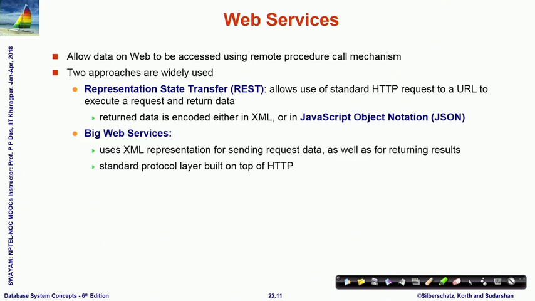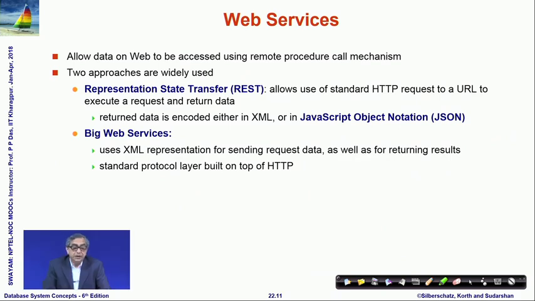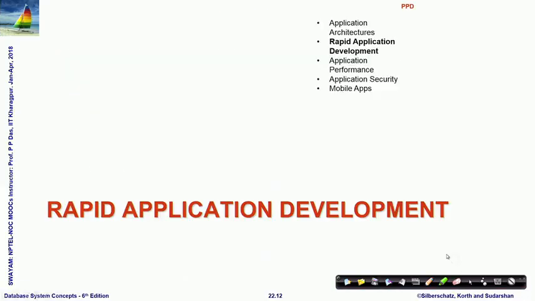There are also several web services that can be used, and you may be getting familiar with that. We will not go deep into this, but I will just mention that a web service is a mechanism through which you can access data from a remote server using what is known as a remote procedure call. Today a very common approach for this is called REST, representational state transfer, which allows a standard HTTP request to a URL to execute a request and return data, and several of the web services are based on that. Another are big web services, which you must have heard of, but I just mention it at this point because it is contextual, but we will not get into those in this course.